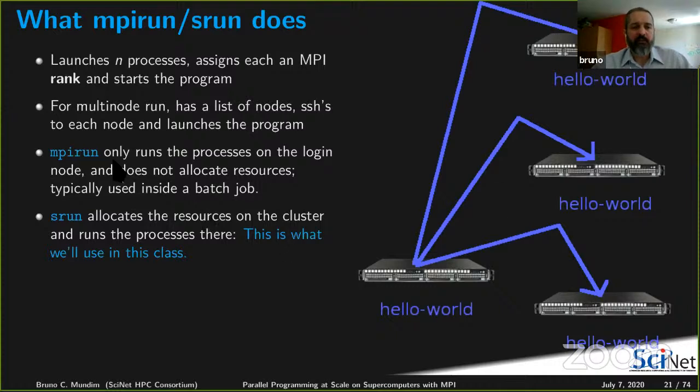If you type mpirun, it only runs on the login node, so it's not going to allocate the resources, because this is the job of the scheduler, and the scheduler we are using is Slurm. srun, on the other hand, will allocate the resources and run the process. And that's what we're going to use today. So just to be clear here, with this executable hello world, right?